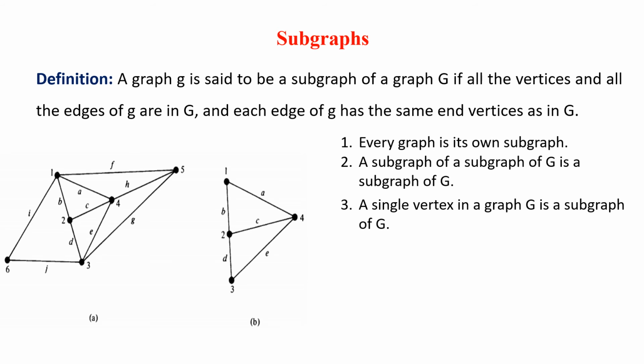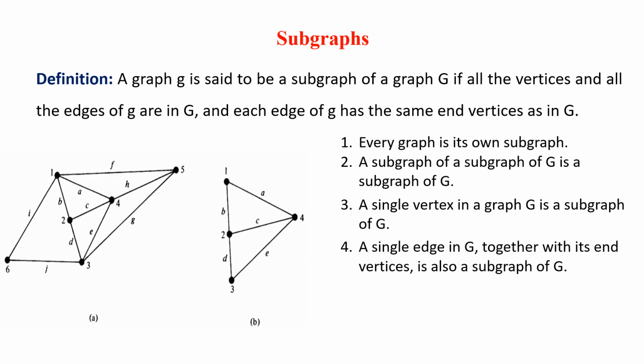Now, a single vertex in a graph G is a subgraph of G. That means this vertex 1, this vertex 5, this vertex 3 or 4, whatever we take as a single vertex, they are subgraphs of G. Now, a single edge in G together with its end vertices is also a subgraph of G. That is, if we take this edge I together with 1, 6 separately, then that is a subgraph of this graph. If we take F together with its end vertices 1 and 5, then it is a subgraph of G.